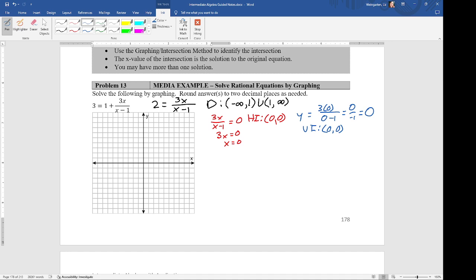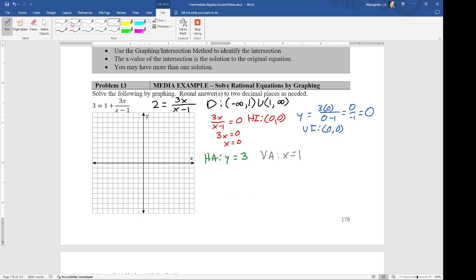Now we have to find our asymptotes. Our horizontal asymptote, we have the same degree on the top and the bottom, so the horizontal asymptote is going to be y equal to the ratio of those. So 3 over 1 gives us a horizontal asymptote of y equals 3. Our vertical asymptote is going to be x equal to any number that's not allowed in our domain, and the only number not allowed in our domain is 1.